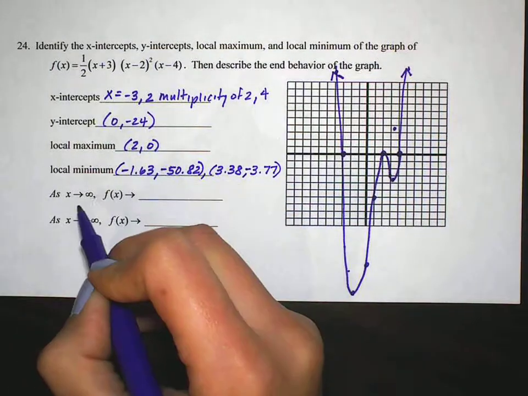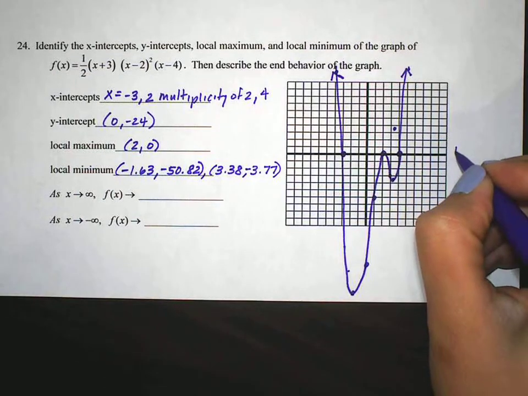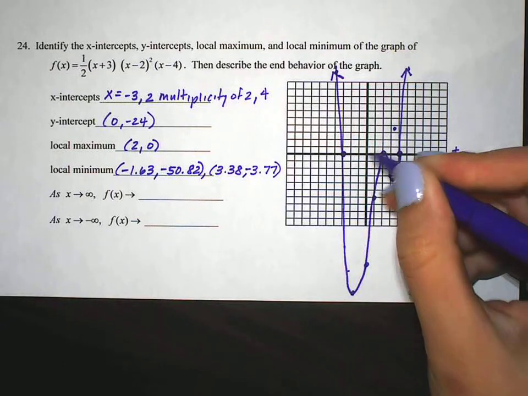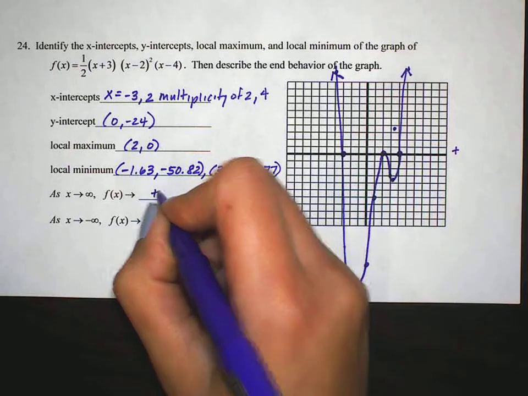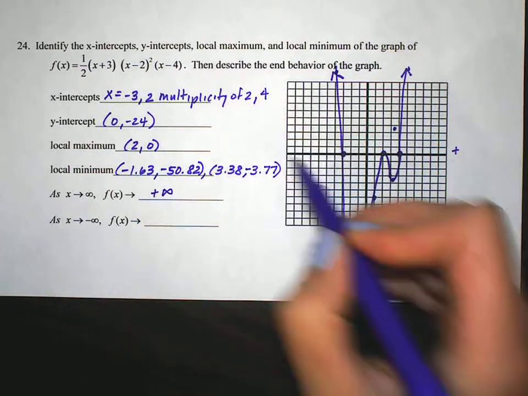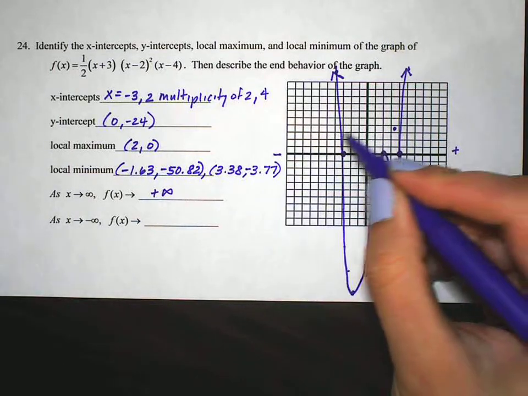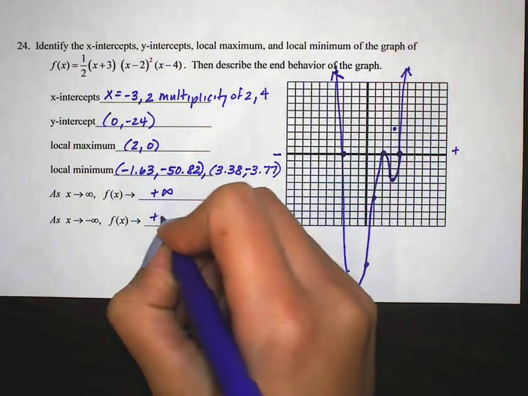So, as x approaches positive infinity, that means as x is on the positive side, so on the right side of the graph, well, my graph is going up to positive infinity. As x is approaching negative infinity, you're looking at the negative x values. Well, on the left side, my graph is also going to positive infinity.